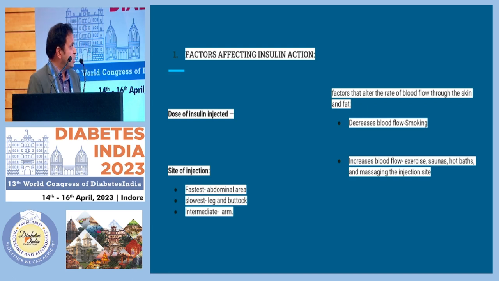The factors affecting insulin absorption are there, like the site of injection: abdomen, leg and arm. Rapidity of absorption is very different. Abdominal area has the fastest absorption and the leg and buttock the slowest. So you have to pick and choose the type of insulin, prandial versus fasting insulin, according to the site, because site also matters. And factors affecting blood flow through the skin and fat: smoking decreases the blood circulation, so it decreases absorption. And exercise, hot bath, massaging the insulin site can increase the blood flow and absorption. That has to be suggested. So immediately after a hot bath, you should avoid injection.